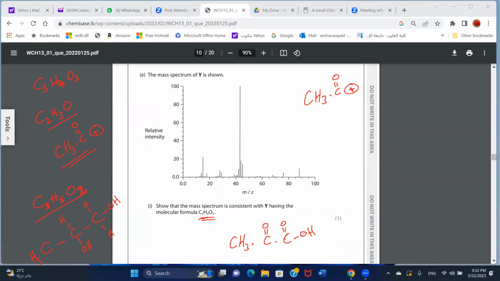So here we have C3H4O3. We have a carboxylic group. And of course, if you have a secondary alcohol in this part, when it is oxidized, it will form the ketone. When it has a primary alcohol in this part, on oxidation, it will give the carboxylic group. So this is Y and this is X.